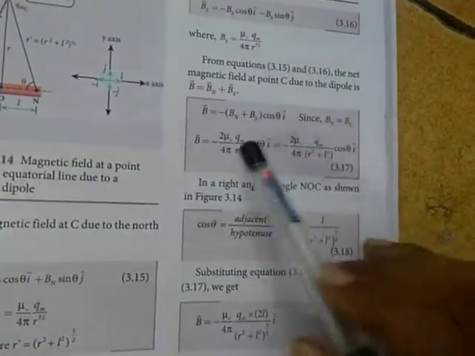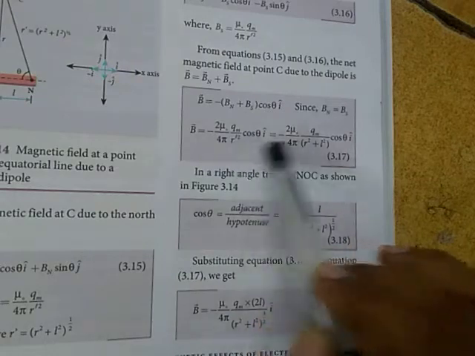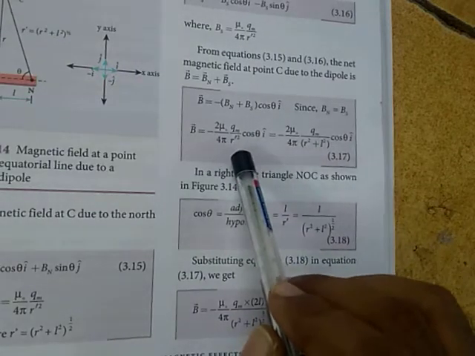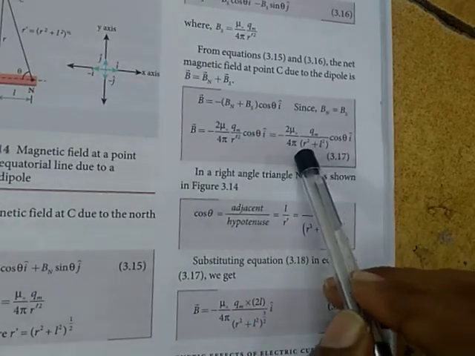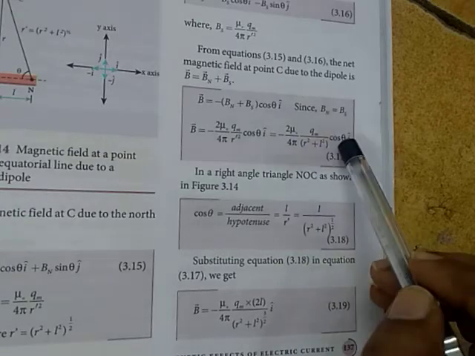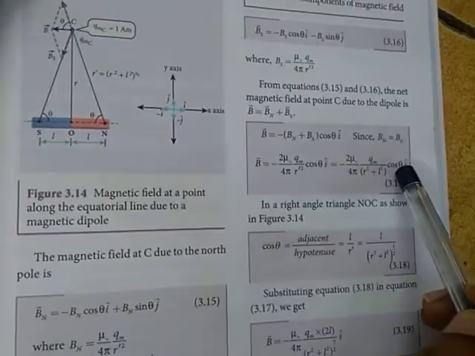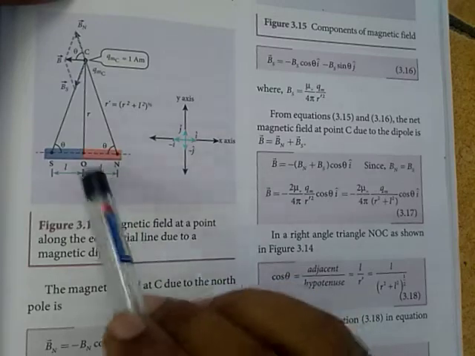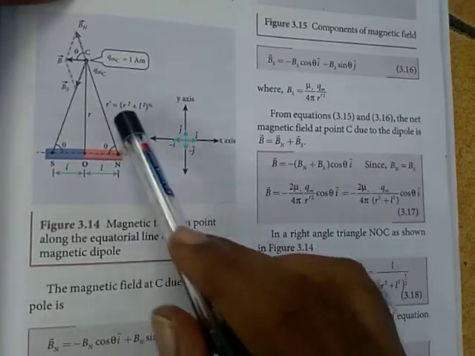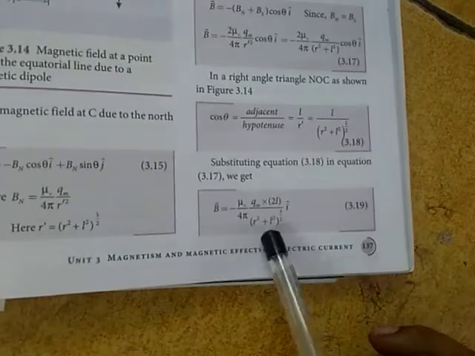So we wrote this, then we substitute the value of r dash, we get r square plus l square. Then cos theta can be considered as adjacent side by hypotenuse, that is l by root of r square plus l square. Substituting this we get this.